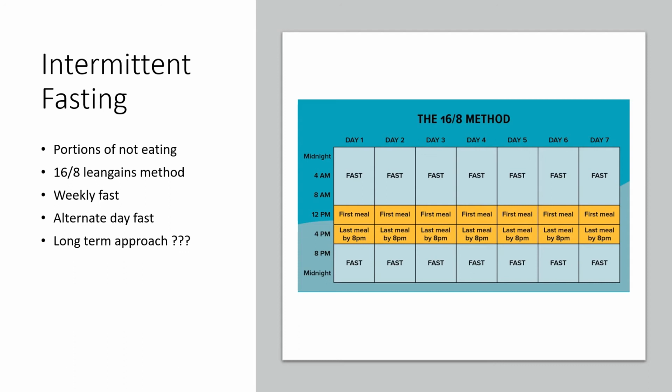So some other approaches to fasting are like a weekly fast. So 1 day a week where we don't eat at all. It might be like a Sunday. You do not eat for the full day. Another method is the alternate day fast. So you would eat on day 1, don't eat on day 2, eat on day 3, don't eat on day 4.